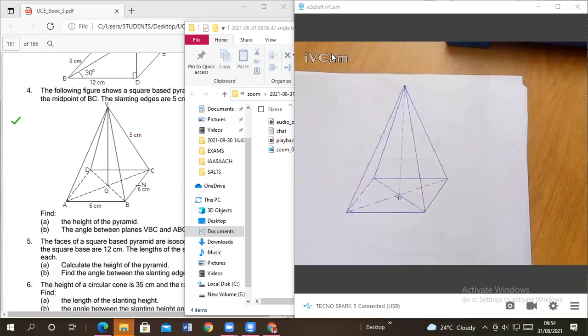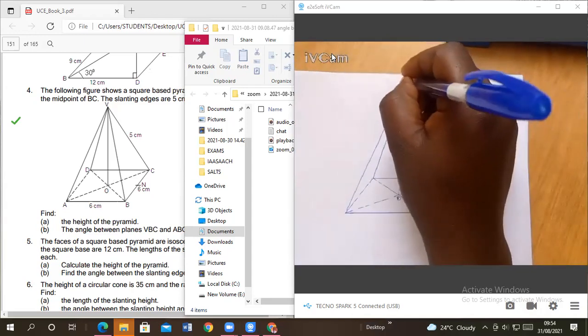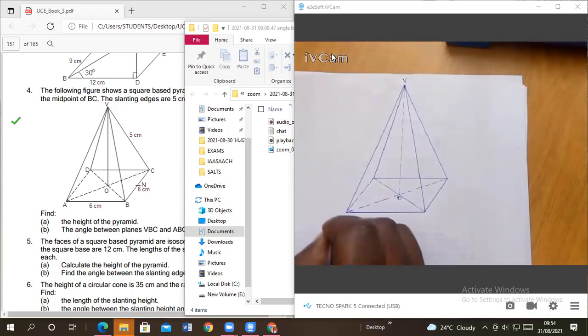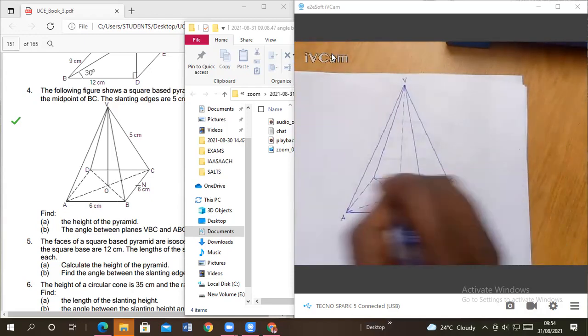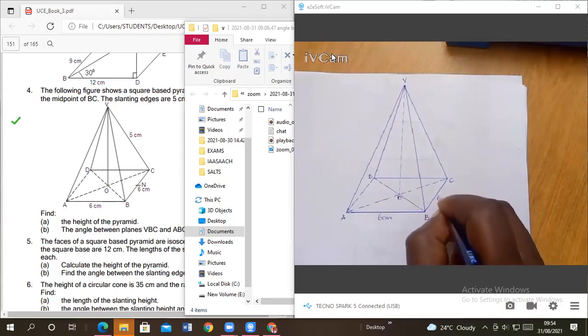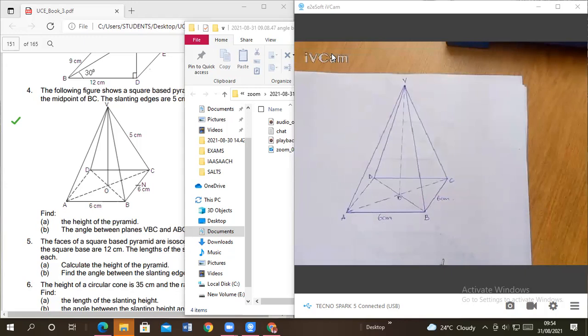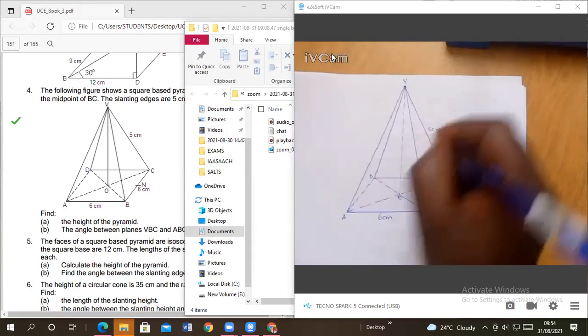Good. Thank you, Cynthia. Now we label. This is V. This is A. This is B, C, and D. So we have 6 centimeters, 6 centimeters, because this is a square base. And this is 5 centimeters.